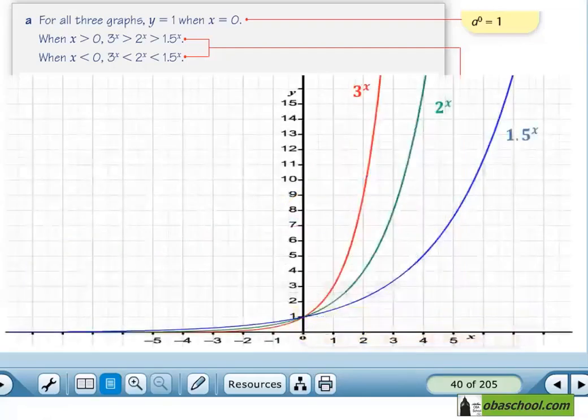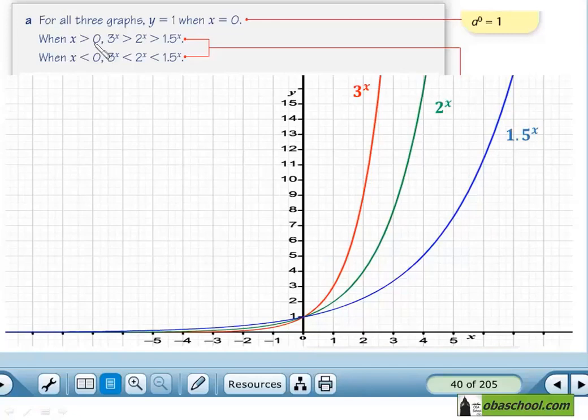Moving on, we can notice something else. When x is greater than 0, which is on the right side of the y-axis, for every value of x we had this particular order of the curves: 3 to the power x greater than 2 to the power x greater than 1.5 to the power x.